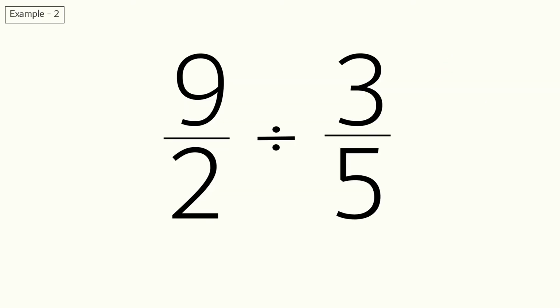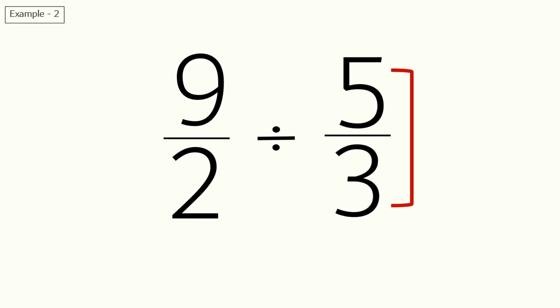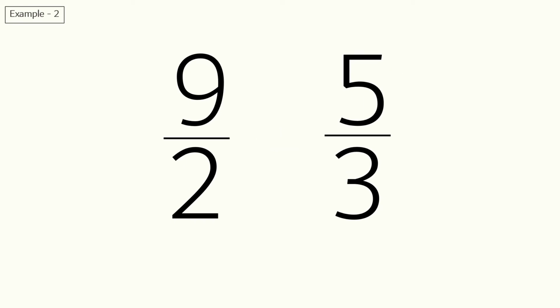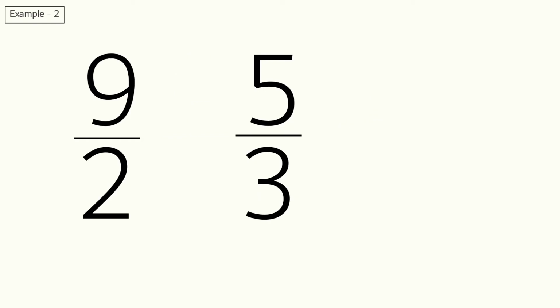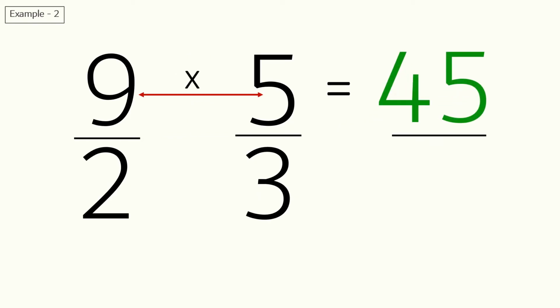Let's start with the 2-step solution. Flip and multiply. When we flip 3/5, it becomes 5/3. And the division changes to multiplication. Second step is to multiply the 2 numerators 9 and 5 and then the 2 denominators 2 and 3. So we get the answer 45/6.